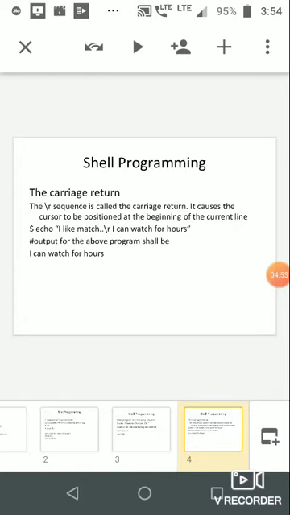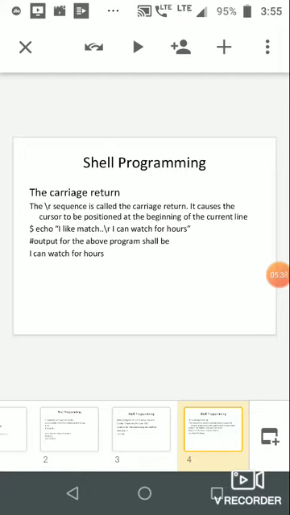Now why is only that portion displayed? Because of this carriage return. As I have mentioned, the carriage return causes the cursor to be positioned at the beginning of the current line. That is why it positions the cursor at the beginning of the current line, and what we see is, I can watch for hours.